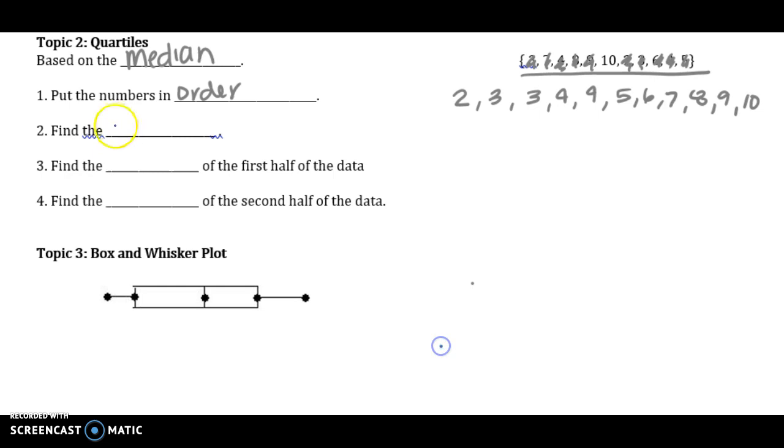Then we're going to find the median. The median, again, is the number in the middle. So looking at our numbers, we have 1, 2, 3, 4, 5, 6, 7, 8, 9, 10, 11 numbers. So halfway between the 11 numbers would put us 5 on each side with 1 in the middle. So 1, 2, 3, 4, 5. So 1 in the middle. So our median in this case would be 5.